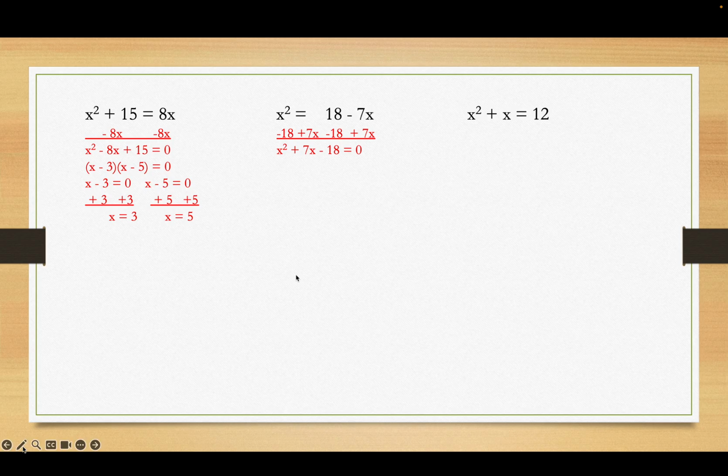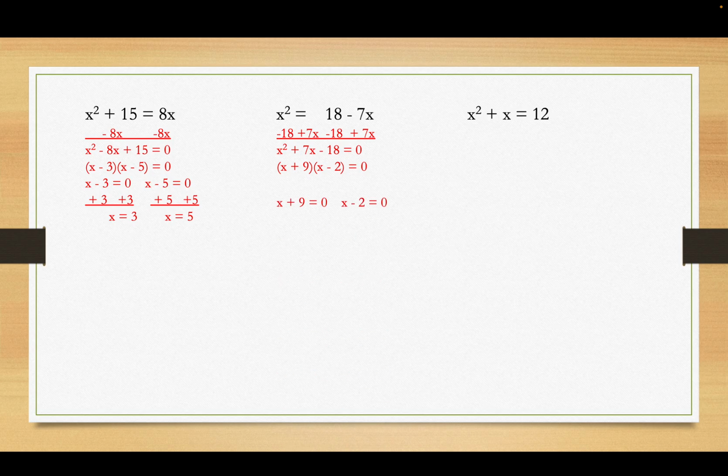Notice how I made sure to write it in standard polynomial order. And when I do that, I always peek in front. The 18 is negative, so the 18 has to stay negative. 7x is positive, 7x has to stay positive. What two numbers multiply out to negative 18 and add up to 7? Well, that would be 9 and negative 2. So I get x plus 9 times x minus 2 is 0.